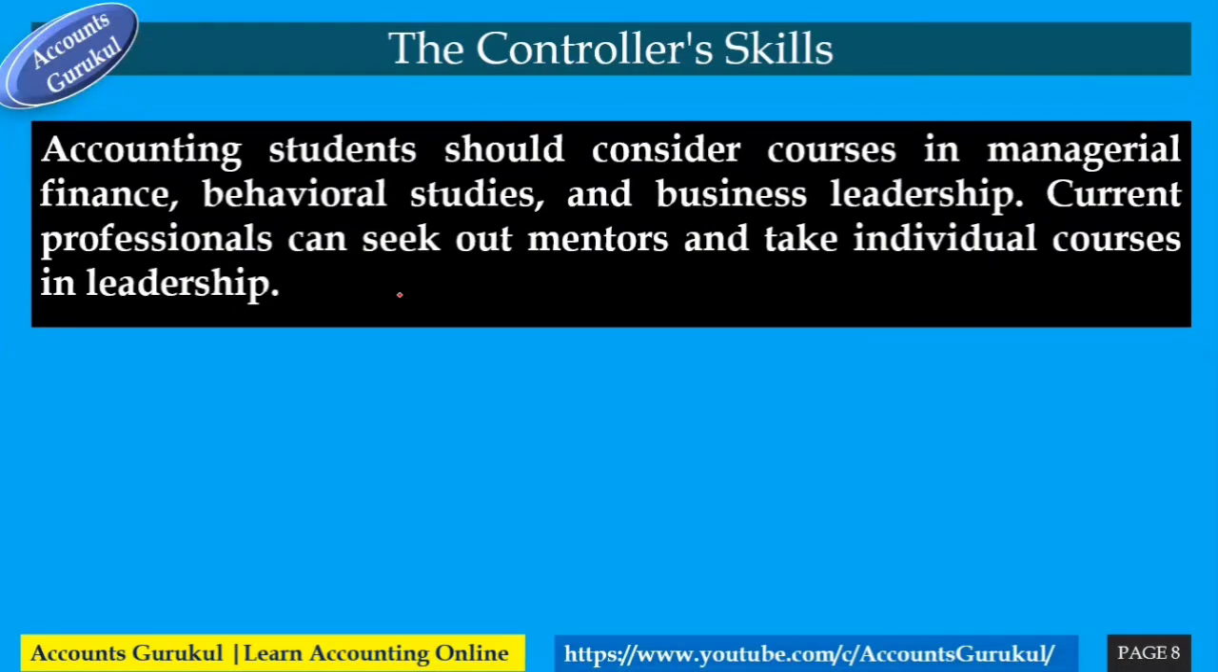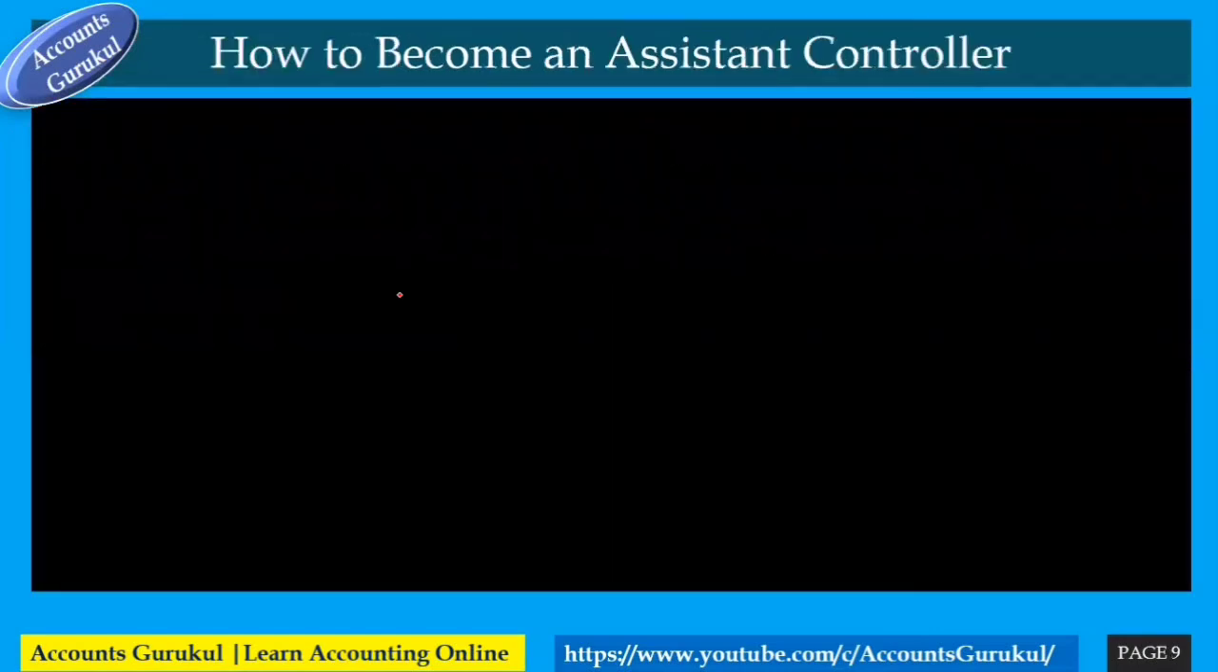The controller skills: accounting students should consider courses in managerial finance, behavioral studies, and business leadership. Current professionals can seek out mentors and take individual courses in leadership. So these are all the skills required for you to reach a controller's position.